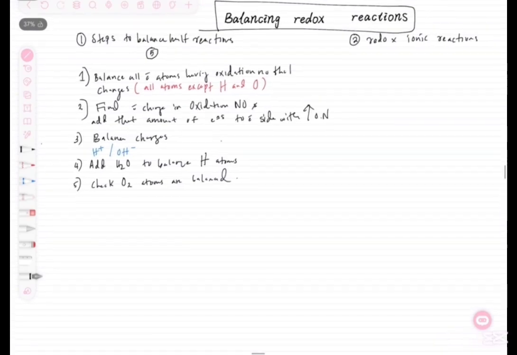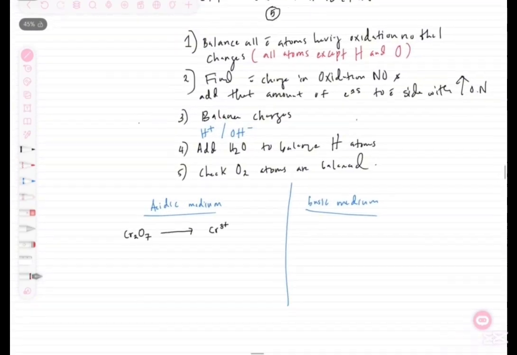Now let me take an example. Step 1 says balance all the atoms having an oxidation number that changes. We shouldn't look at oxygen. First of all, let's balance this. Here there are 2 chromium, so I'm adding 2 in front of this chromium. The oxidation number of chromium here is +6, and there are 2 chromiums. Here the oxidation number is going to be +3, and here also there are 2 chromiums. Here is an exceptional case that we should not consider hydrogen and oxygen. So the oxidation number that changes is chromium.